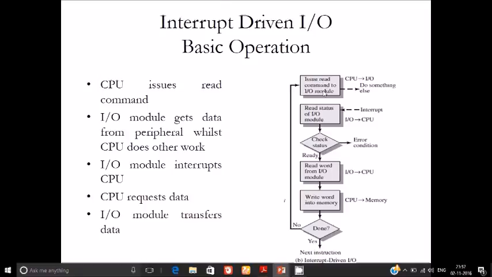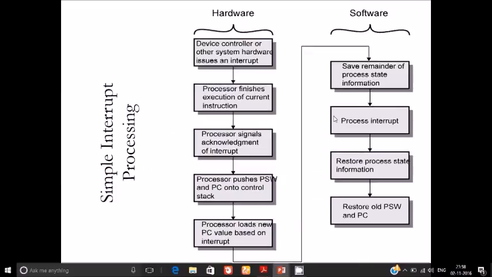Issue a read command to the input output module, read the status of the input output module, and check the status, whether it is an error condition or ready. If ready, read the word from the input output module, write it to memory, done. If yes, it's done, or if no, again it goes to the first step. So this is a basic flowchart, and this flowchart is really important. It will be asked in the term examination. So this is simple interrupt processing. In this we have two types: hardware and software.